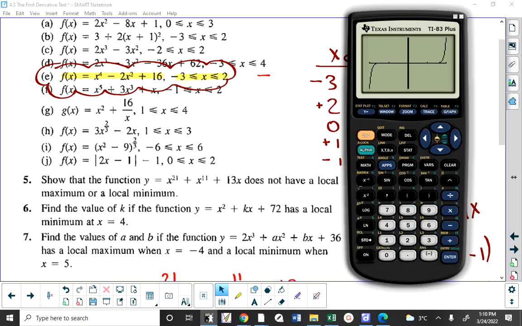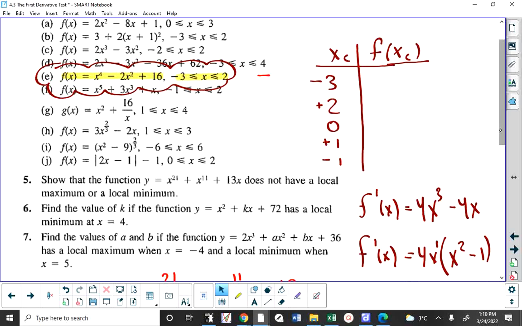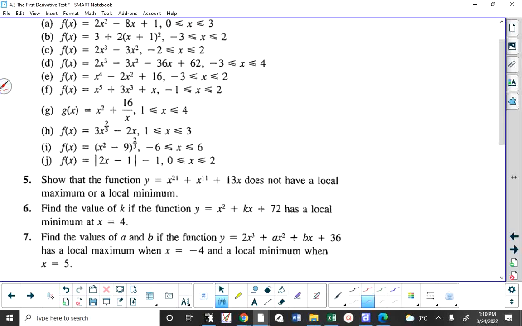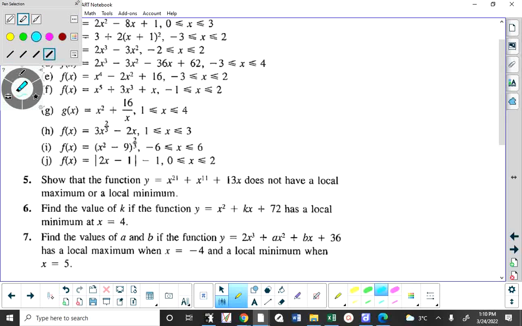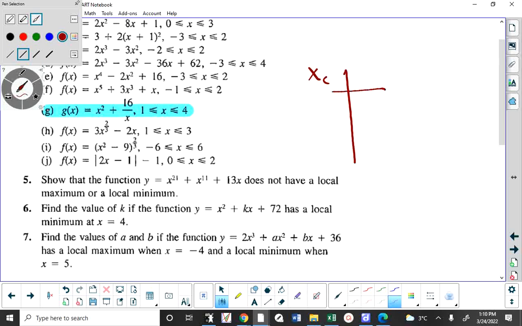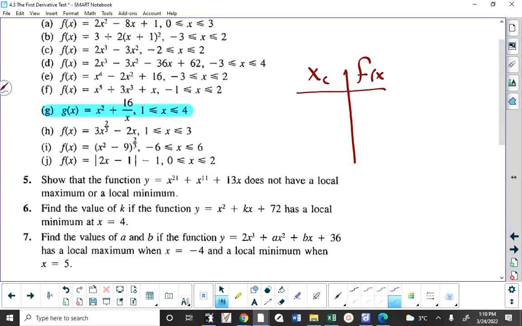4G. So we have x squared plus 16 over x. And again, since it's a closed interval, we want to make a table showing critical values of x that will allow us to find the values of y at those critical values of x. And that table has to include 1 and 4 because that's where the function starts and where the function finishes.